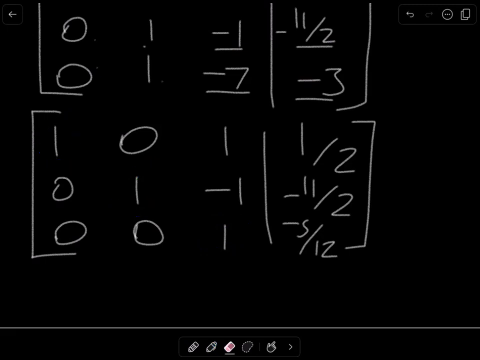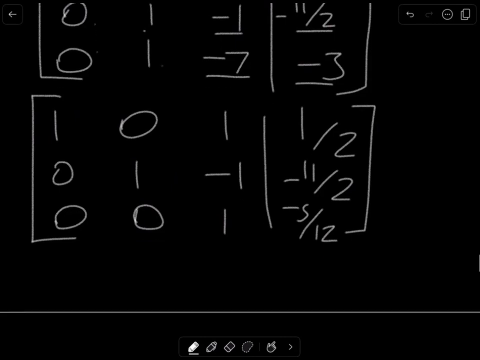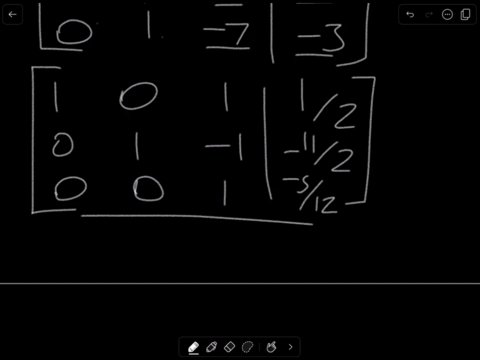Now we can see it is in row echelon form. Now that it's in row echelon form, how do we actually solve this? If you look at row 3, we always start typically from the bottom and solve it upward. Okay, that's what we typically do.